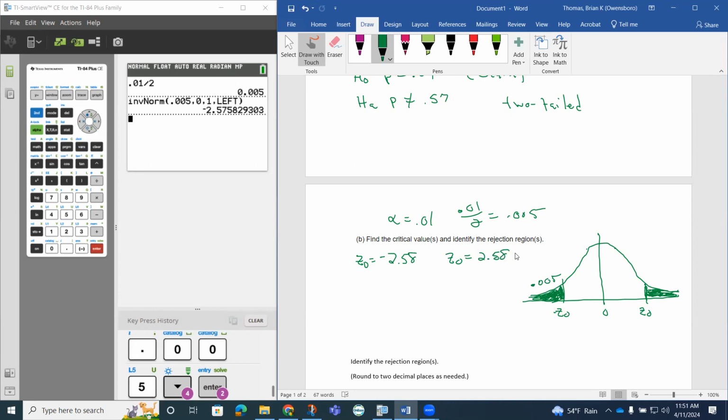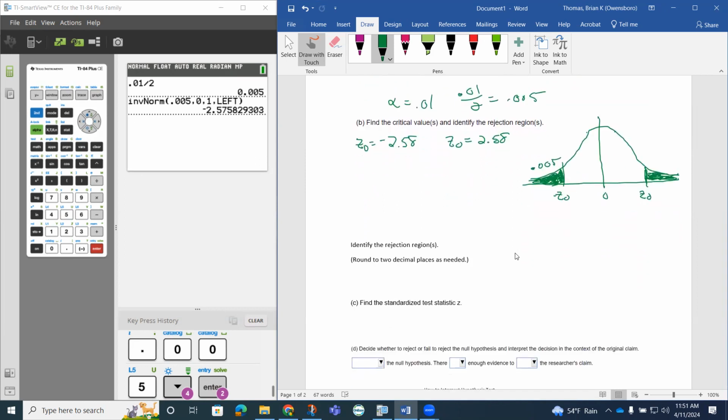So we have that as our critical values. Now, as far as our rejection regions go, notice that we have to be left of negative 2.58. So Z0 has got to be less than negative 2.58. We also have Z0 has got to be greater than a positive 2.58. So that's going to be where we're going to be rejecting. If you're in those areas there, then we're going to be rejecting.